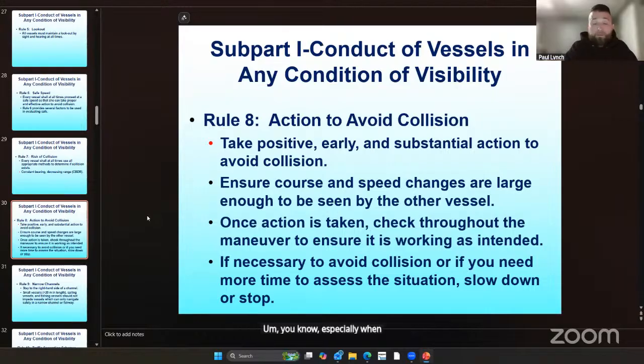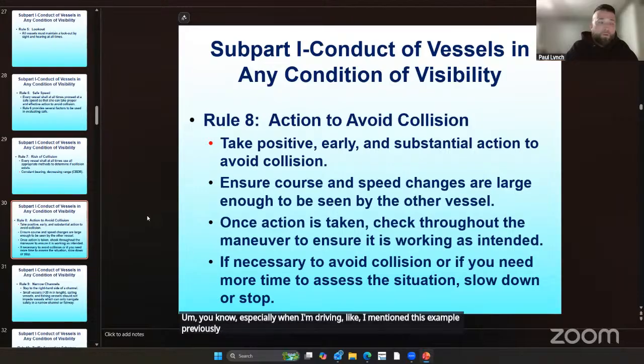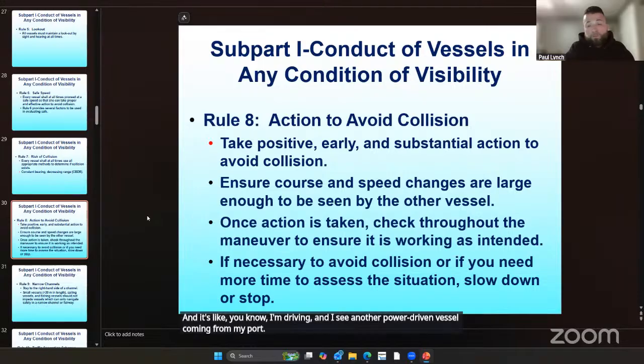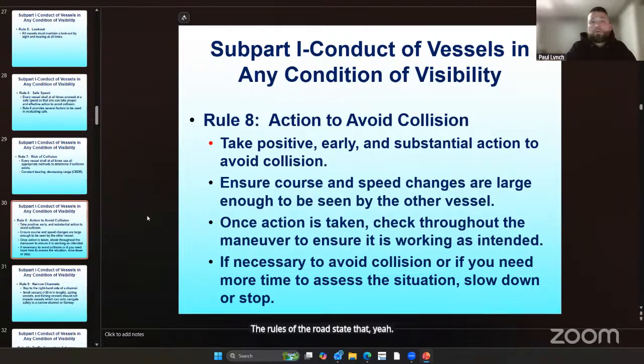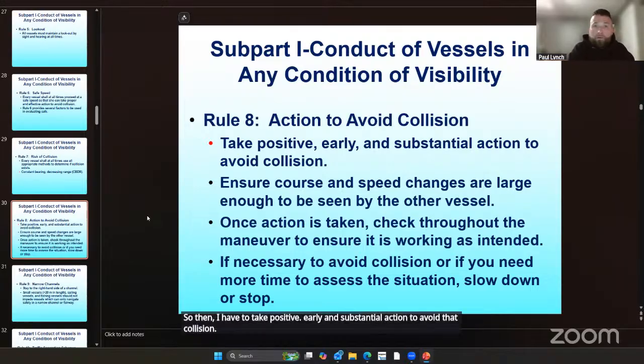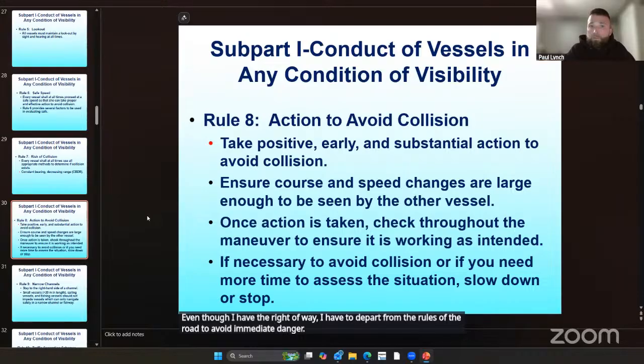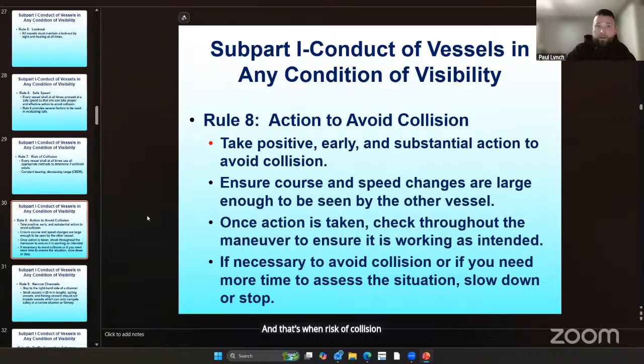Especially when I'm driving, like I mentioned in this example previously. I'm driving and I see another power-driven vessel coming from my port. The rules of the road state that with two power-driven vessels, if it's coming from my port, I maintain course and speed, right? But looking at this guy coming off my port, I know they're not slowing down. They're coming right at me. I know that they're not getting out of the way. So then I have to take positive, early, and substantial action to avoid that collision. Even though I have the right of way, I have to depart from the rules of the road to avoid immediate danger. And that's when risk of collision exists, when there's a steady bearing and a decrease in range.